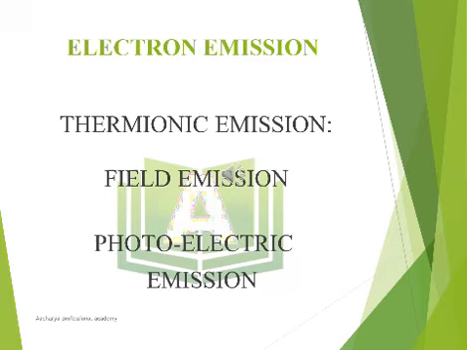To begin with the lesson, we must understand electron emission. What do you mean by electron emission? Electron emission means the process by which electrons come out from the surface of a metal. There are three types of electron emission. The first one is thermionic emission, the second one is field emission, and the third one is photoelectric emission.